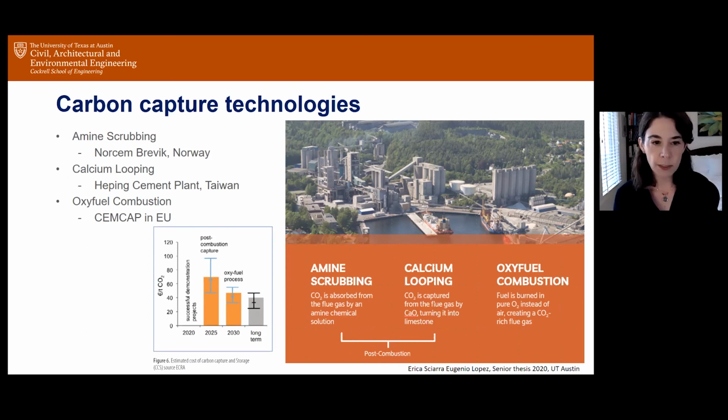And there are actually plants in Norway, Taiwan, and in the European Union and other countries that are implementing these in plants. The cost is quite high to do these technologies, but in the long term, with improvements to equipment, it should be able to decrease over time. So this is a great opportunity. I would say less in terms of research, but more in terms of implementation and industrial implementation.